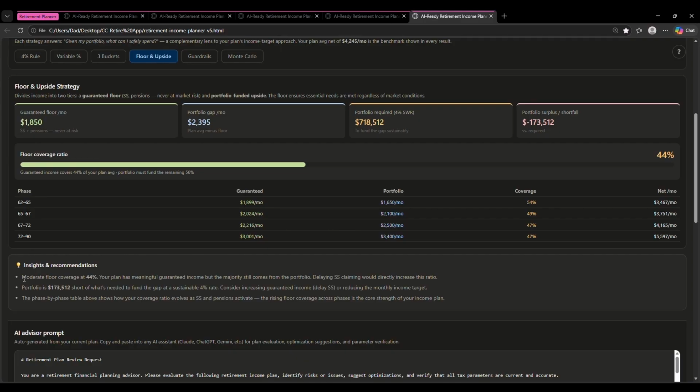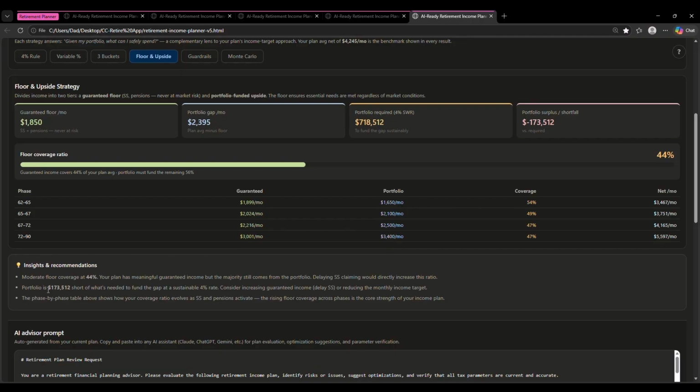It says that we have moderate floor coverage at 44%. Your plan has meaningful guaranteed income, but the majority still comes from the portfolio. Delaying Social Security would directly increase this. So okay, that tells us that in the actual recommendations here, that's something you can consider without necessarily having to do a deep dive into how all these strategies work. Just follow the insights and recommendations.